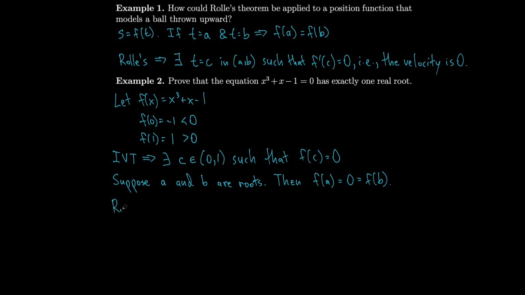Okay, so that means that we can use Rolle's theorem because we have a continuous function. The polynomial is continuous in the closed interval. It's differentiable in the open interval. And we have f of a equals f of b. So Rolle's implies that there exists a c inside the interval from a to b such that the derivative at c is 0.